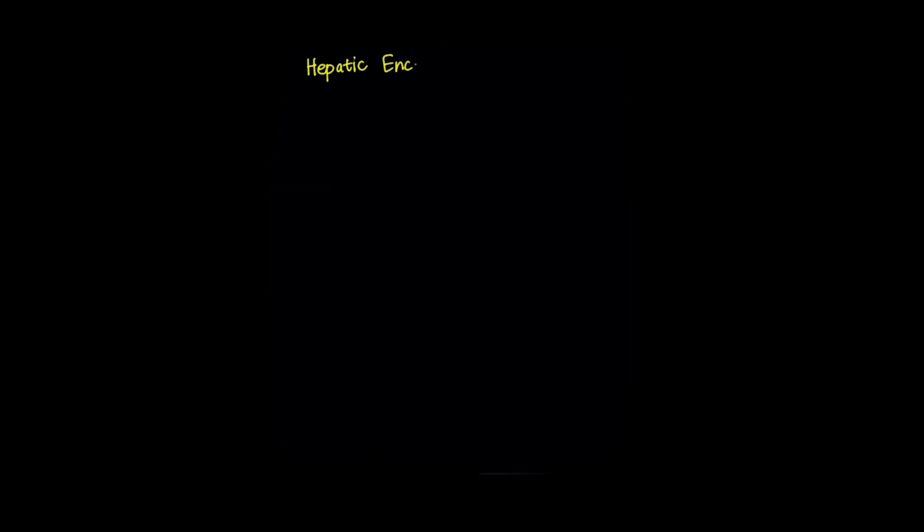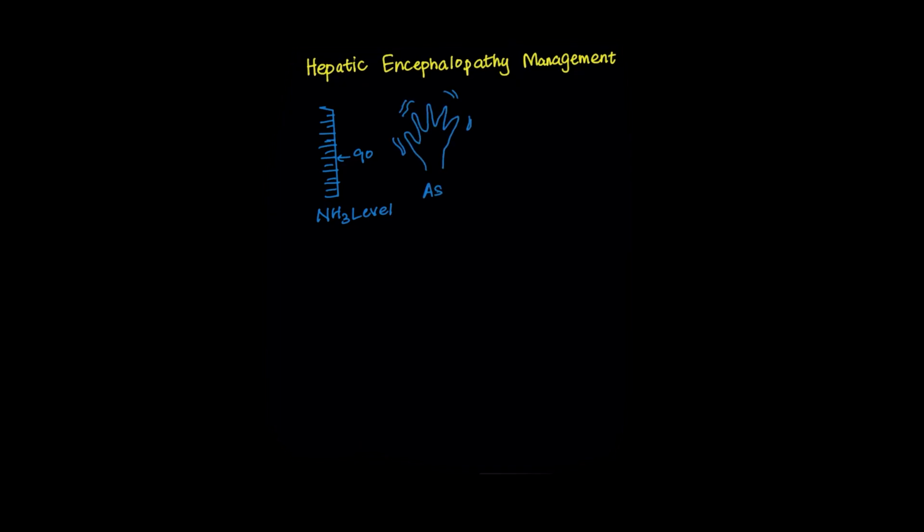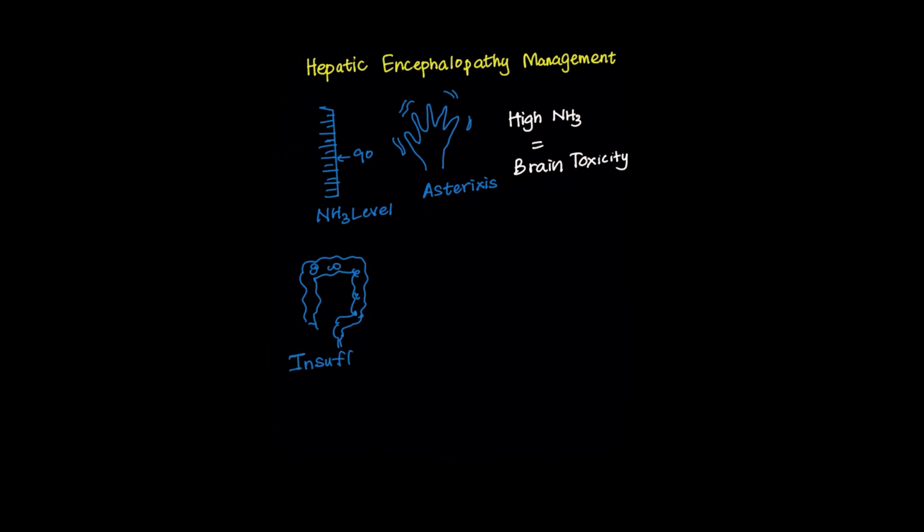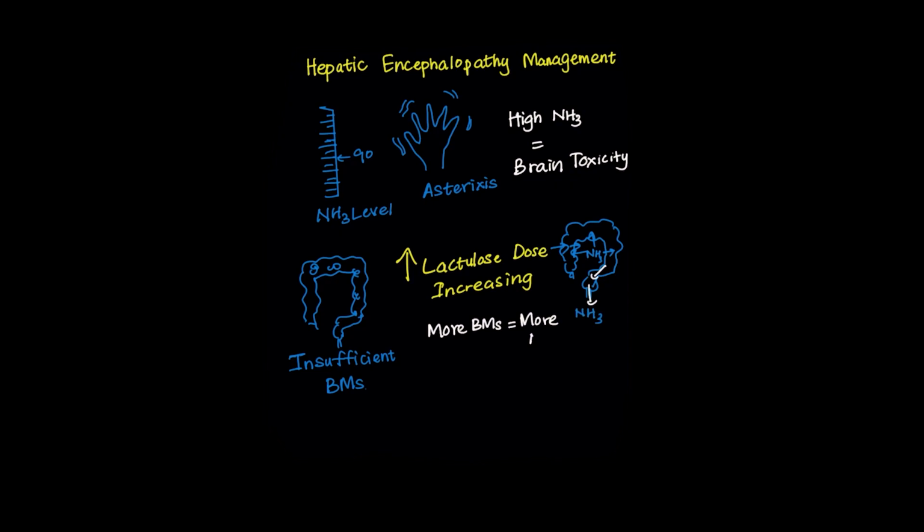Lactulose dosing in hepatic encephalopathy requires careful titration based on ammonia levels and mental status. With ammonia at 90 and signs of encephalopathy like asterixis, the liver cannot detoxify ammonia to urea, causing brain toxicity. The current lactulose dose isn't producing enough bowel movements to eliminate ammonia effectively. Increasing the lactulose dose will increase bowel movement frequency, removing more ammonia through the stool. Each bowel movement literally carries ammonia out of the body before it can be absorbed.